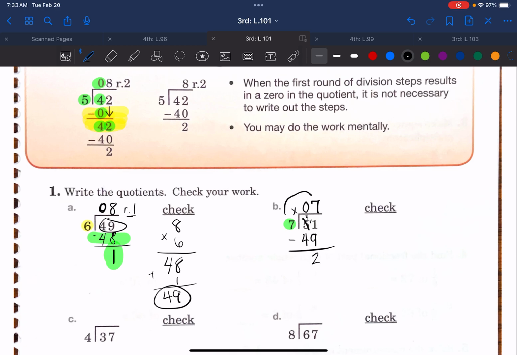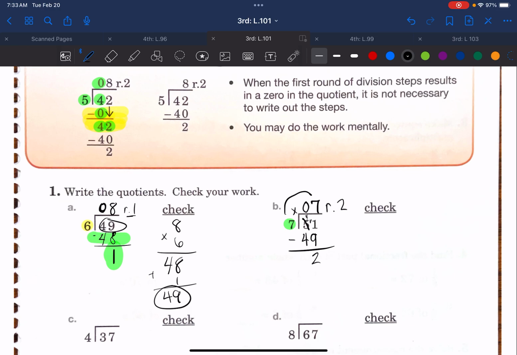Do I have any other numbers to bring down? No, I don't. So I have a remainder of 2. And then I would check it. So that's all that is new for your shortcut.